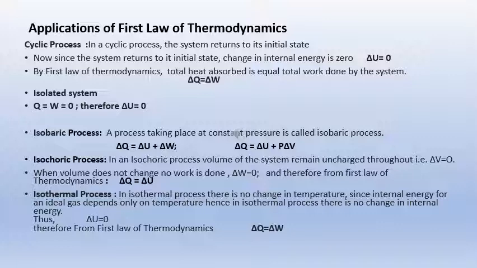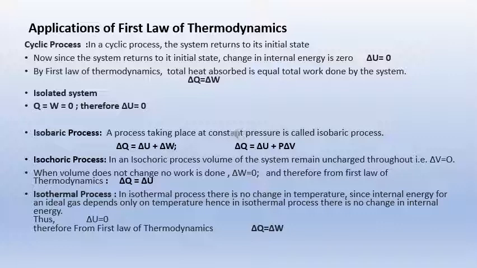Isochoric process. An isochoric process is one in which the volume of the system remains unchanged, that is, delta V is 0. So when delta V is 0, the work done will be 0, and therefore by the first law of thermodynamics, delta Q will be equal to delta U. That is, the heat energy supplied will be used up in increasing the internal energy of the system.